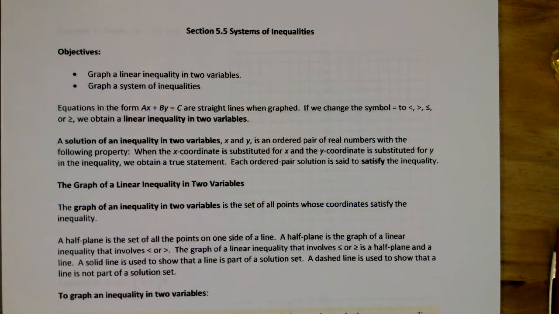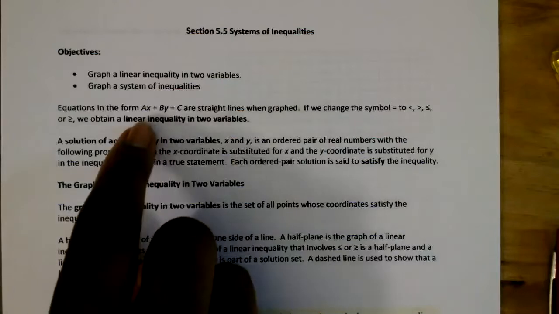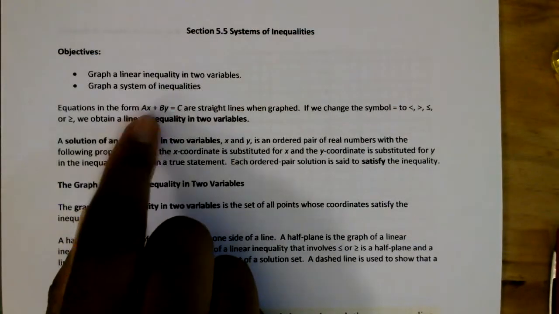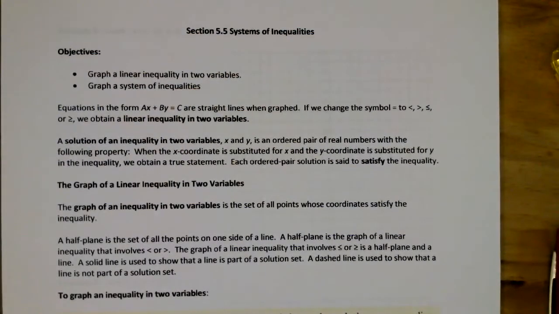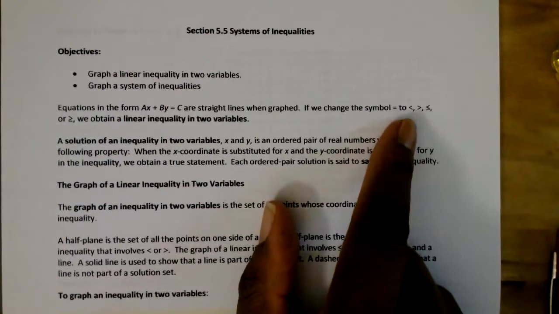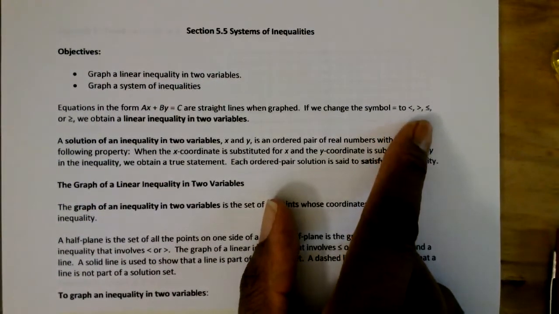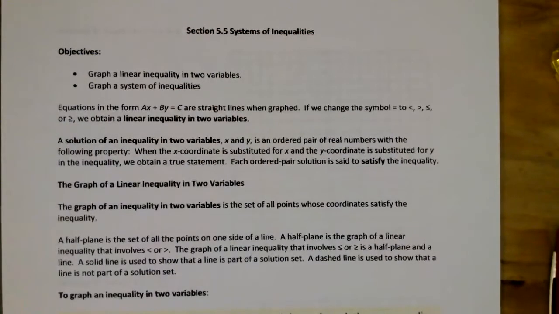Okay, first of all, the equations that are in the form of ax plus by plus c are straight lines when graphed. That is because the highest exponent on the x is going to be a 1, so it has to be a linear equation, and they're going to be graphs consisting of straight lines. Now, if we change the equal symbol to one of these inequality symbols, less than, greater than, less than or equal to, or greater than or equal to, then we obtain a linear inequality in two variables, which is what we're going to look at in this video.